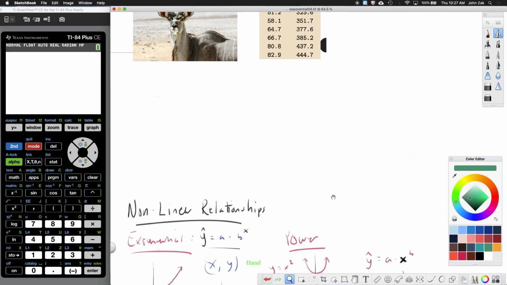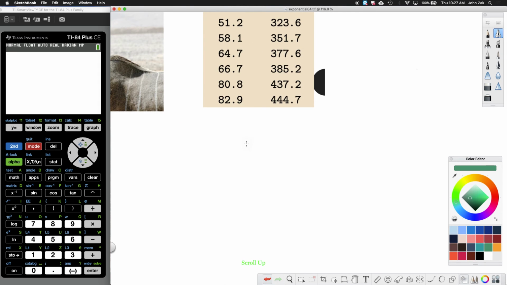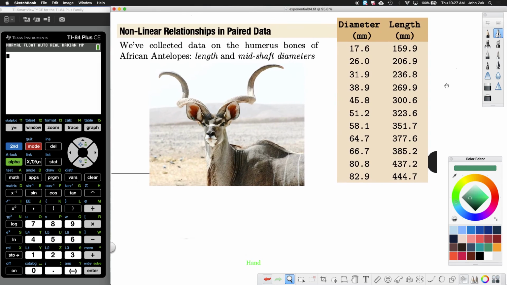Let's look at an example, right? We saw a bunch of examples of exponentials. We're going to see that this one is going to end up following a power model. But let's not get ahead of ourselves, right? So here we have some fun data. This is data on African antelopes, right? And I don't really know too much about African antelopes, but apparently we collected some data about the length and the midshaft diameters of their humerus bones. Now, in a human, the humerus bone is connected to the arm.